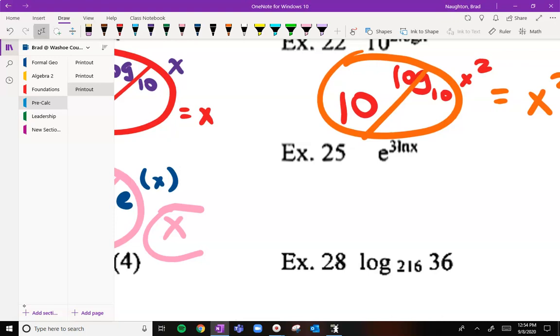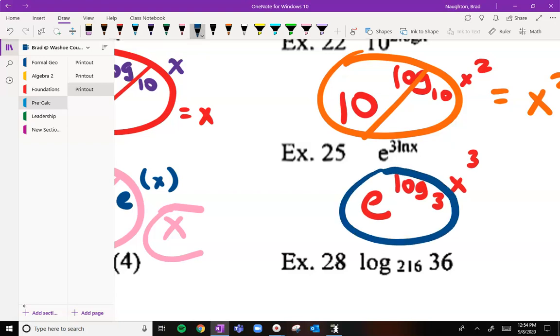Alrighty, once you hit pause on this one, see if you could tackle number 25. You're going to have to make it look like number 22, but just to see if you got it, give it a shot. Alrighty, unpause hopefully. So I'm going to make this e to the log base e of x cubed. Common base, drop down. Cool? Easy peasy lemon squeezy.